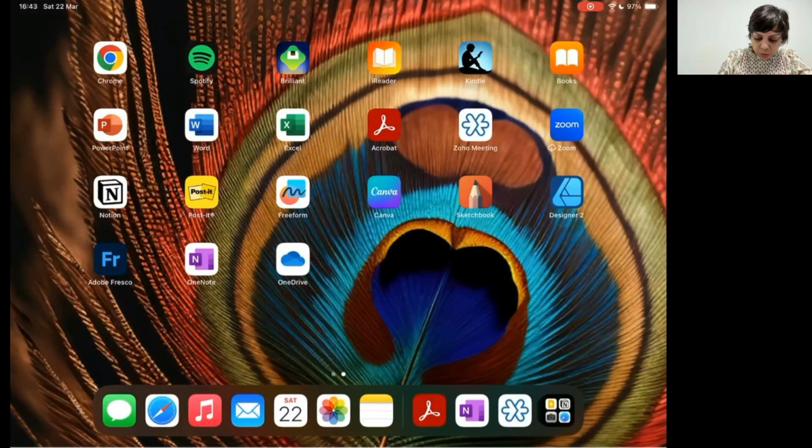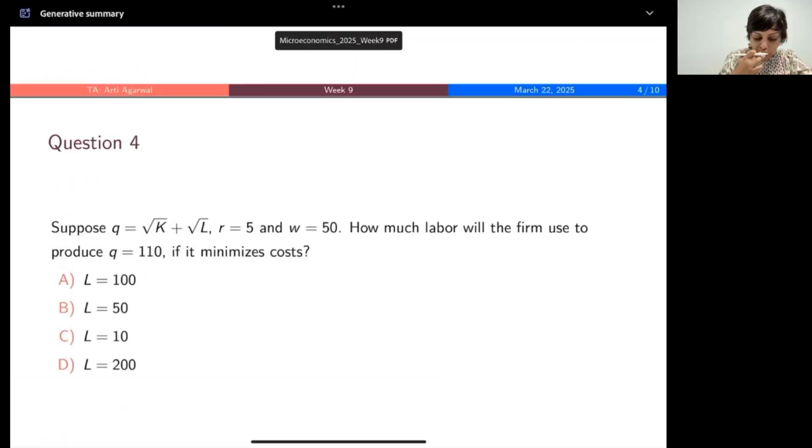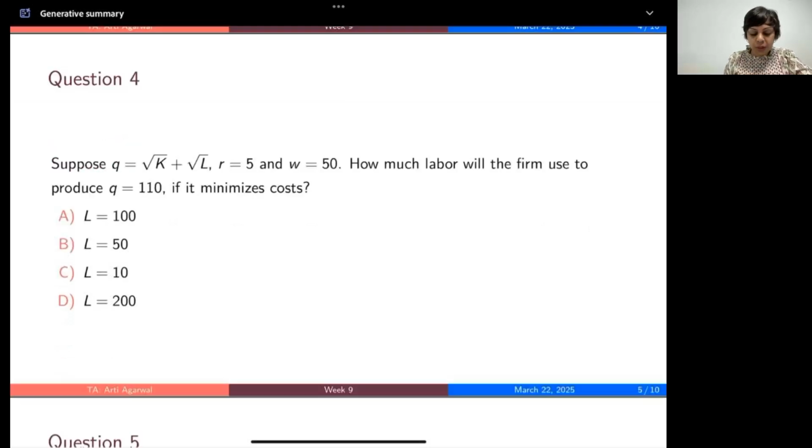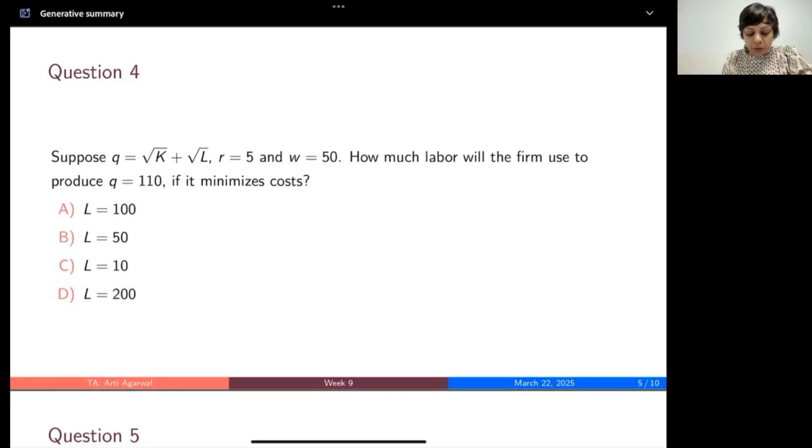Let's go to the next question. In the next question, you have a production function which is given as root K plus root L. K and L are capital and labor, and you're given the rental rate for capital as 5 and the wage as 50. So the question is, how much labor will the firm use to produce Q equal to 110 if it is minimizing costs?